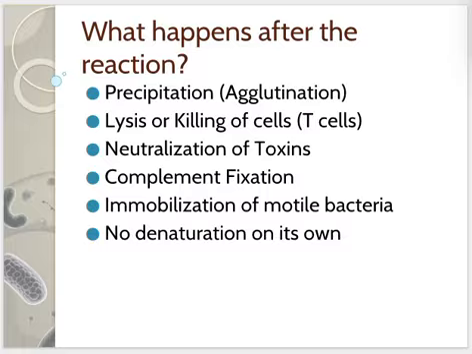So, what happens after the antigen and antibody react? Several outcomes are possible. They might form visible precipitants or agglutinates, kill or lyse cells like T cells, neutralize toxins or fix complement proteins. Sometimes they can immobilize motile bacteria. Notably, the reaction itself doesn't denature the molecules, which means the immune complexes remain intact and functional.